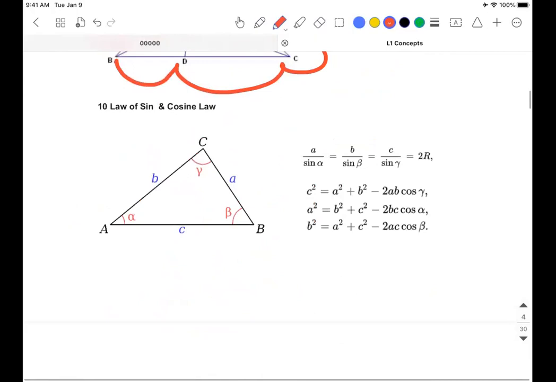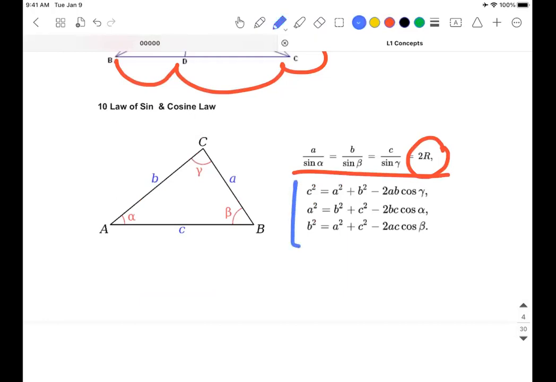Number 10, let's go to the famous sine law, cosine law. As long as you know a triangle, you have 3 sides, automatically you have the sine law, right? A over sine A, B over sine B, C over sine C equals 2R. R is the radius of the circumcircle, right? R is the radius of the circumcircle. This is the famous sine law.